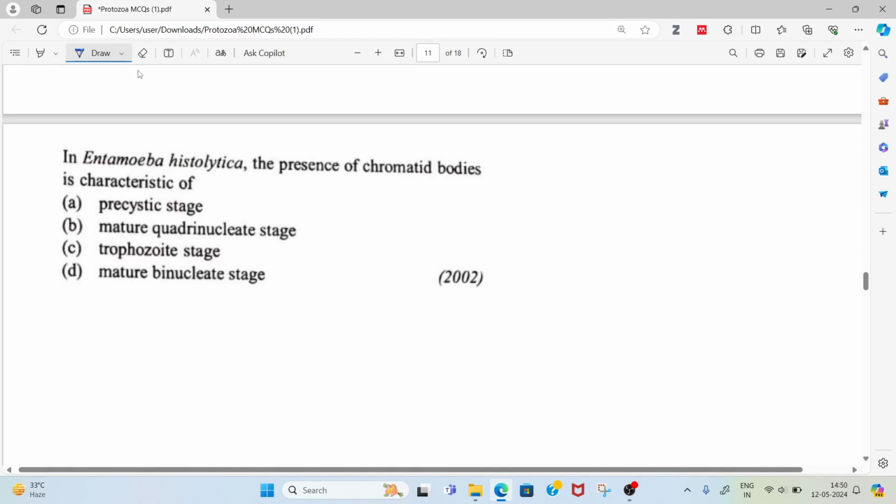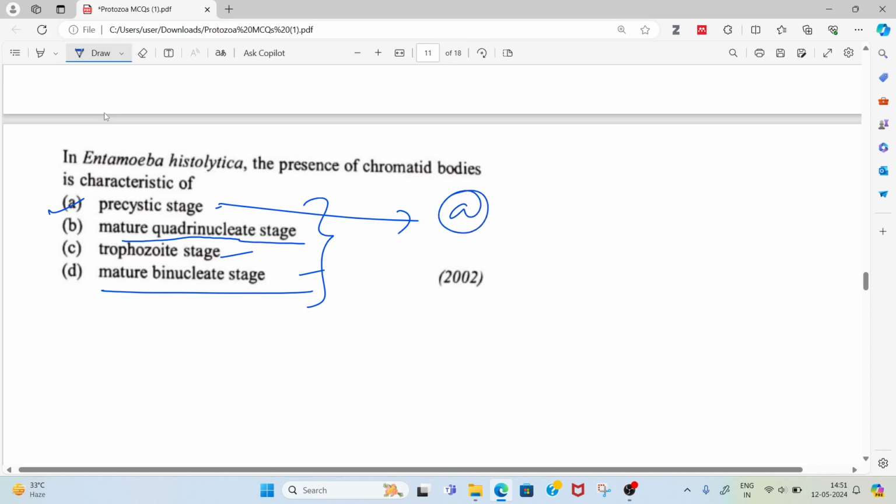In Entamoeba histolytica, the presence of chromatid bodies is characteristic of which stage? Option A, pre-cystic stage, option B, mature quadrinucleate stage, option C, trophozoite stage, and option D, mature binucleate stage. Among them the correct answer is option A, pre-cystic stage.